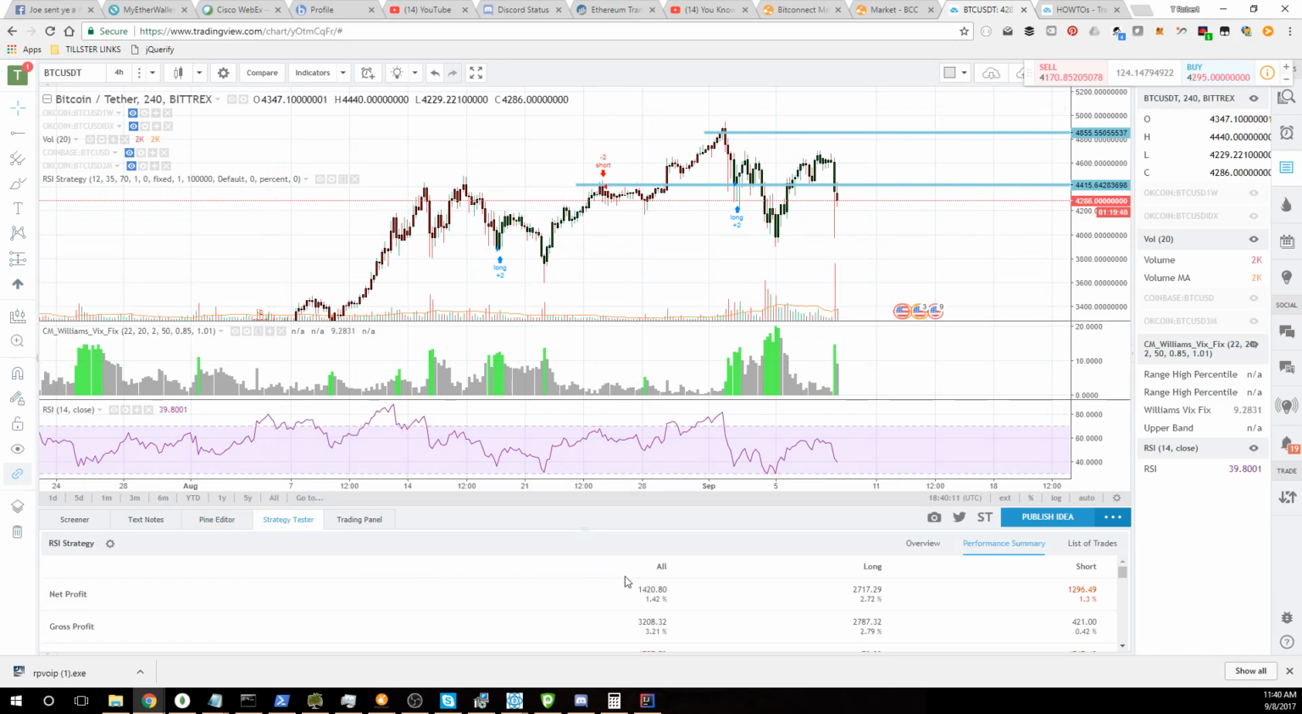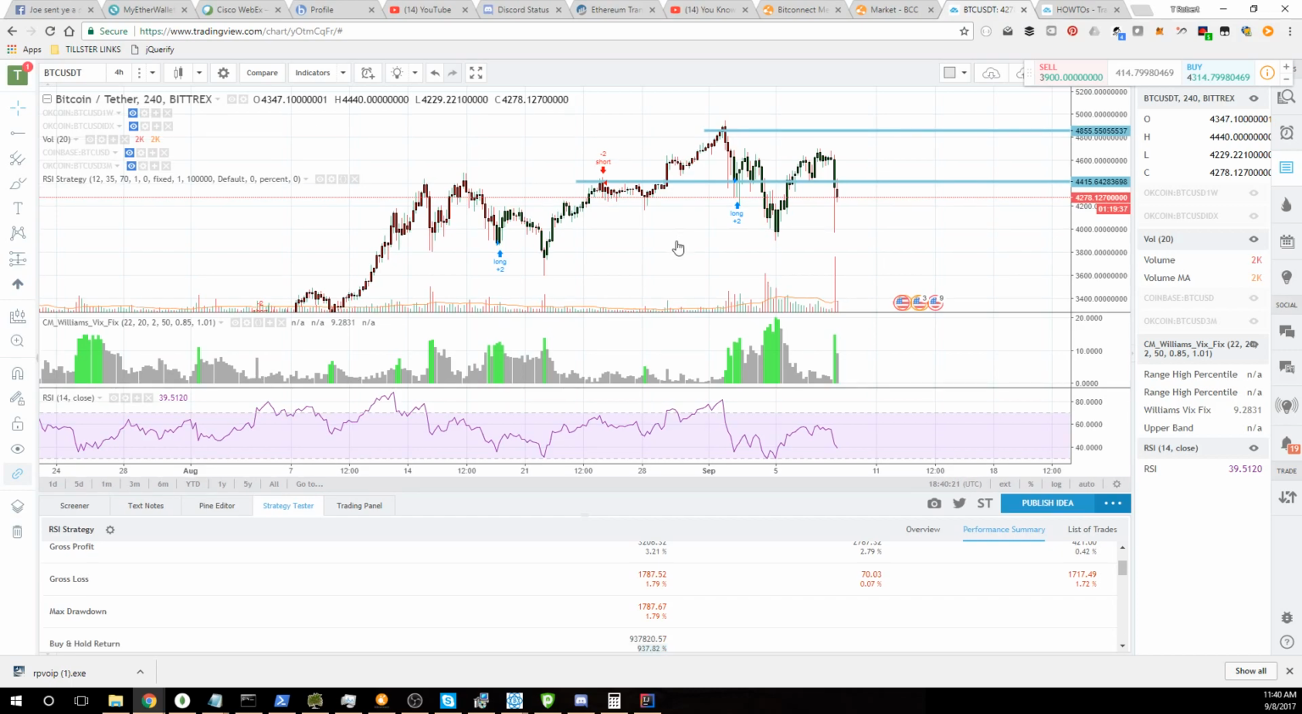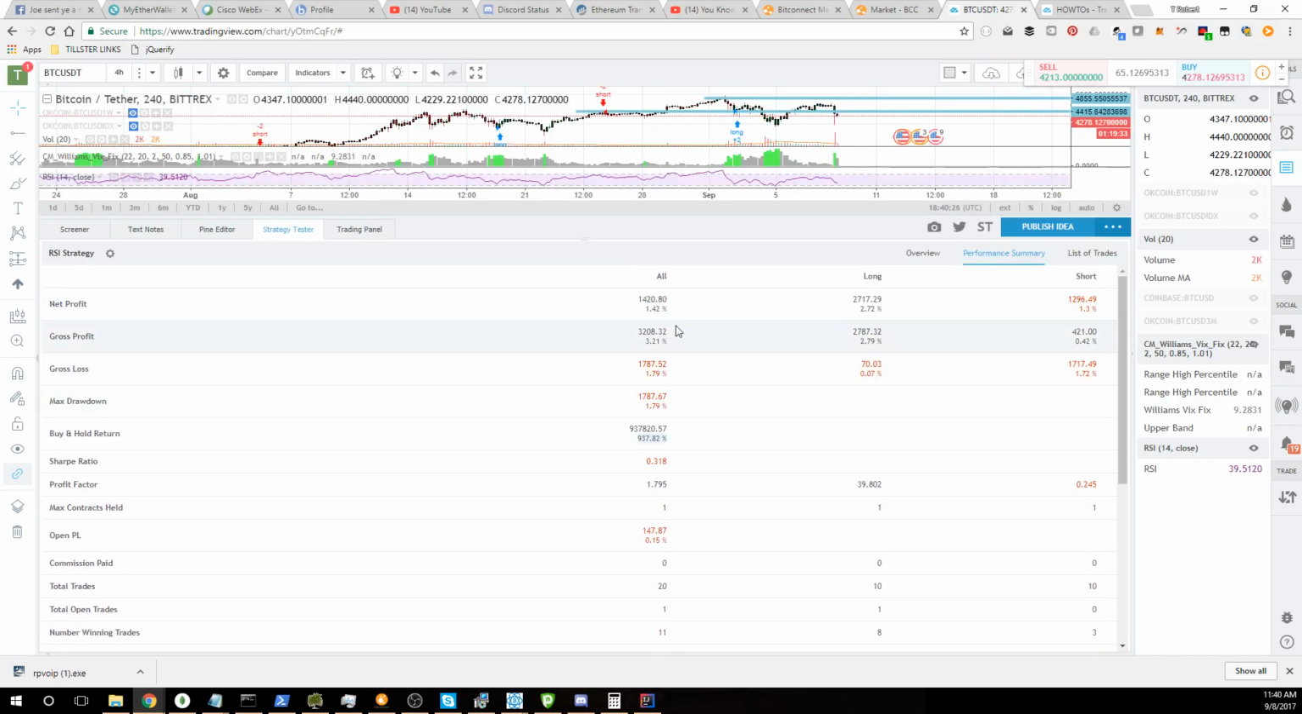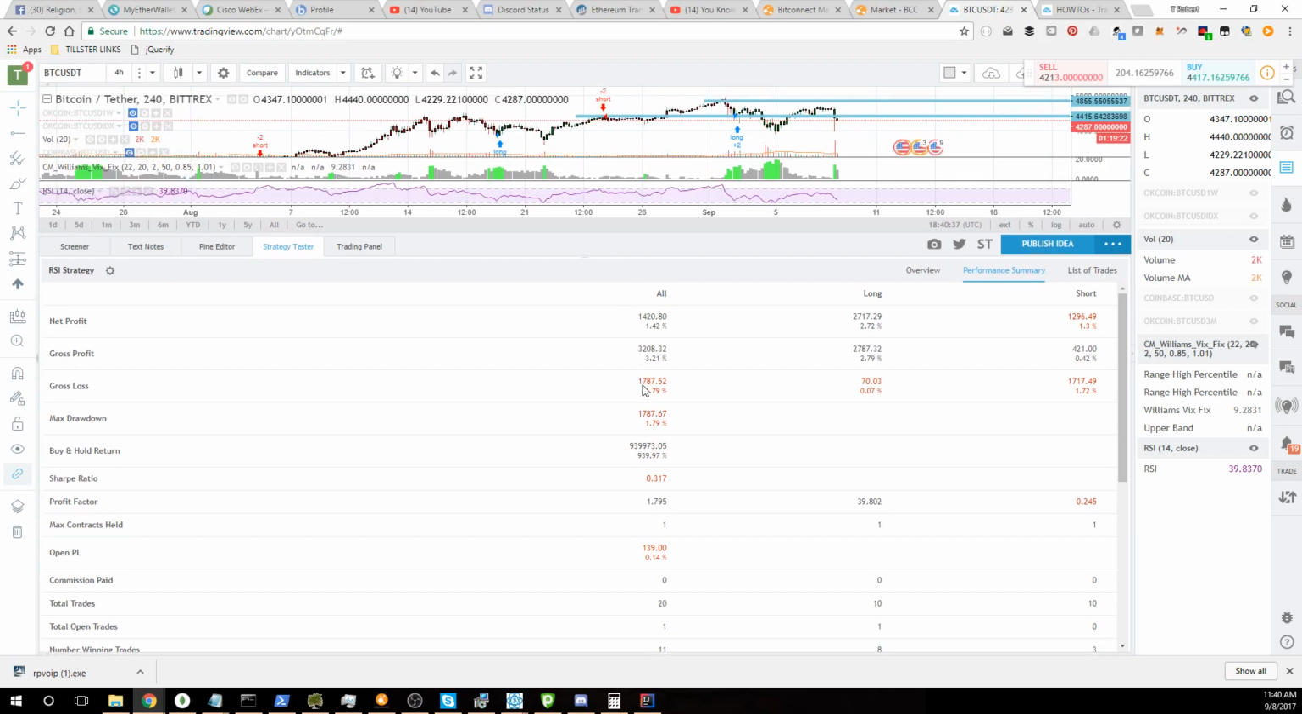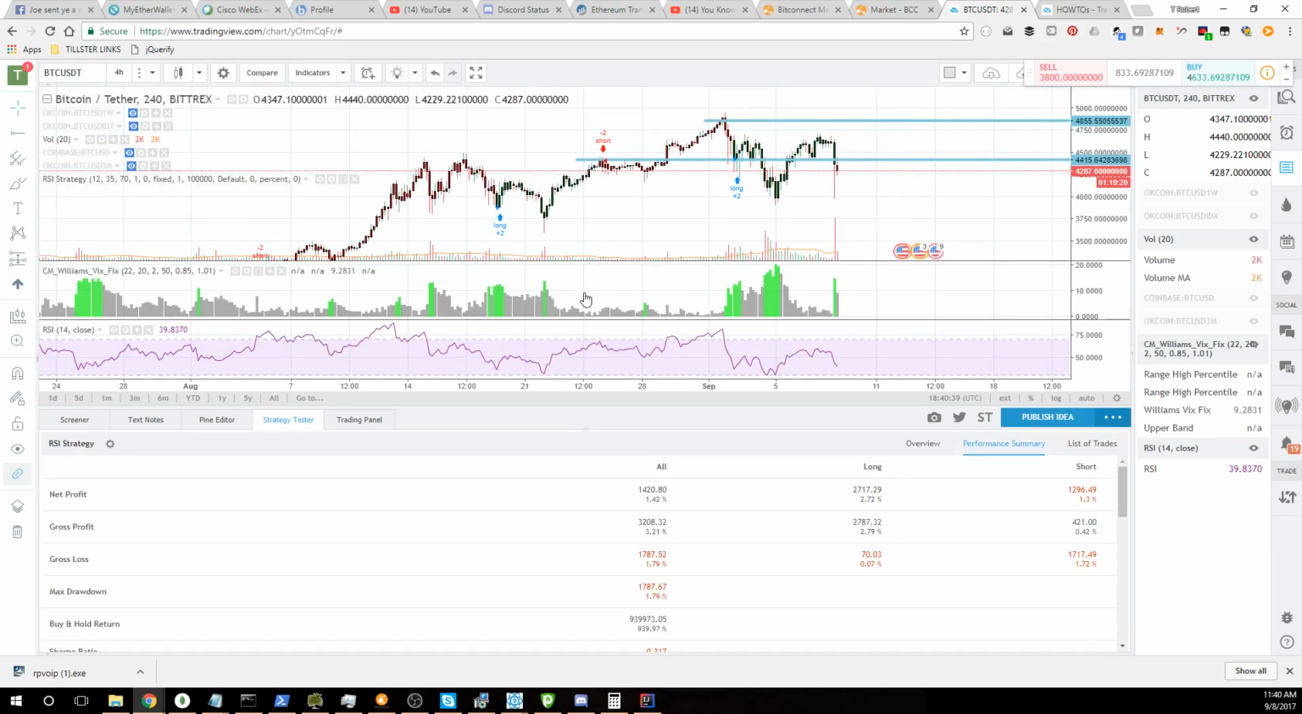You see, our strategy tester tells us what our net profit is. It actually tells you what the buy and hold return would have been, what your max drawdown was. All of the different aspects of the performance of this strategy are included right here in your performance report. And all it does is go back and try to execute your strategy for you in an automated fashion.